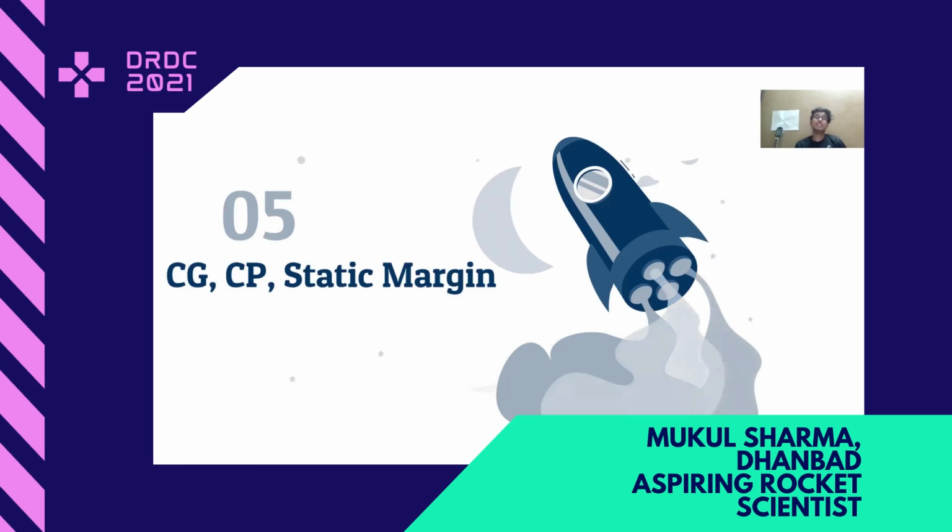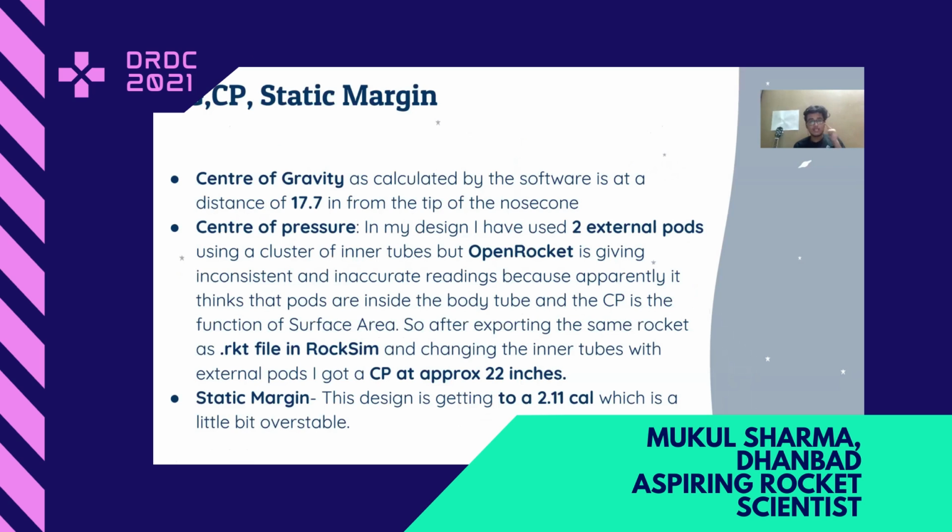Now let's talk about CG, CP, and static margin. The center of gravity, as calculated by the software, is around 18 inches from the tip of the nose cone, which is, I think, correct. And now the real pickle comes when we talk about the center of pressure.